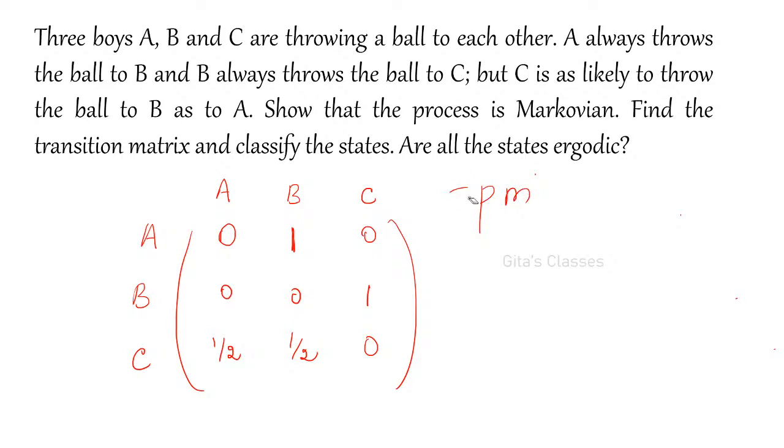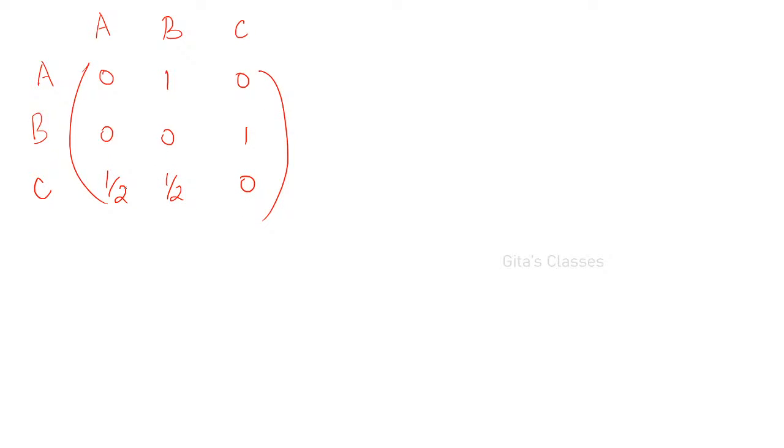Are all the states ergodic? Whenever you are asked to find out whether it is ergodic or recurrent, please draw the graph. Then only it will be easy for you. With the matrix it will be difficult, but it is very easy if you draw the graph. So what are the values? A is throwing to B, B is always throwing to C, C can throw to A and B. It is ergodic.